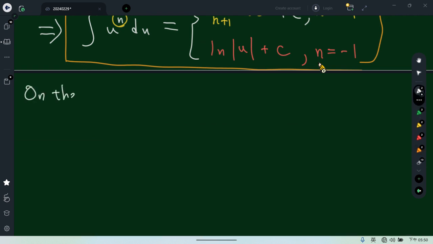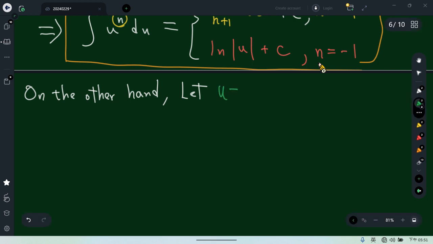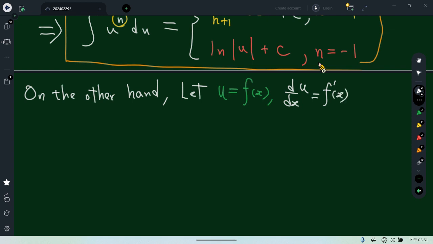So, on the other hand, we just let u be equal to f of x. So when we take du over dx, u will become f prime x. So that du will become f prime x times dx.